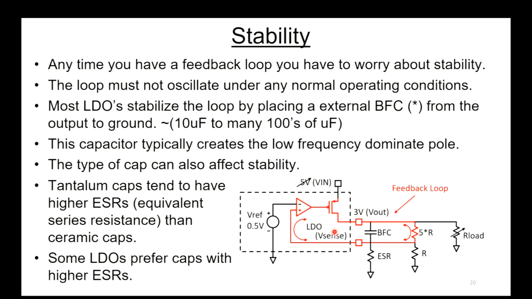So this capacitor typically creates the low frequency dominant pole. And the type of cap can also sometimes affect stability. And this is going to be an external cap. Tantalum caps tend to have higher ESRs. And if you're not familiar what ESR is, that stands for equivalent series resistance of the capacitor. And they're typically in the milliohms up to the low ohm range.